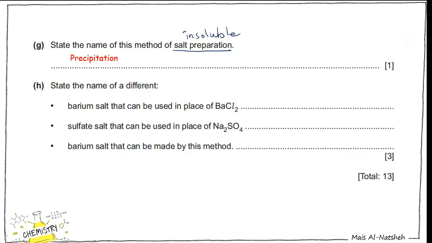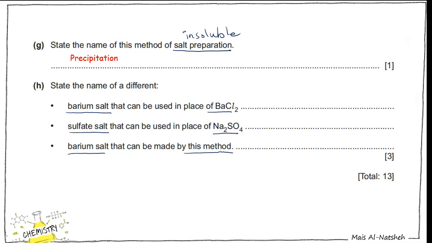Next, state the name of a different barium salt that can be used instead of barium chloride, a sulfate salt that can be used in place of sodium sulfate, and a barium salt that can be made by this method. This method uses two soluble salts, dissolving them, mixing them, and then making an insoluble salt.